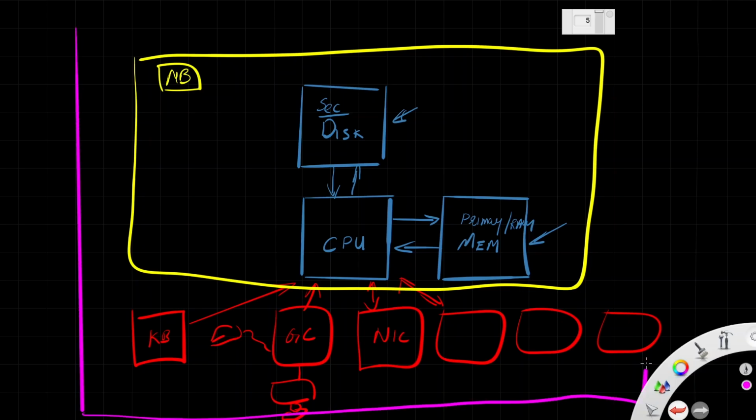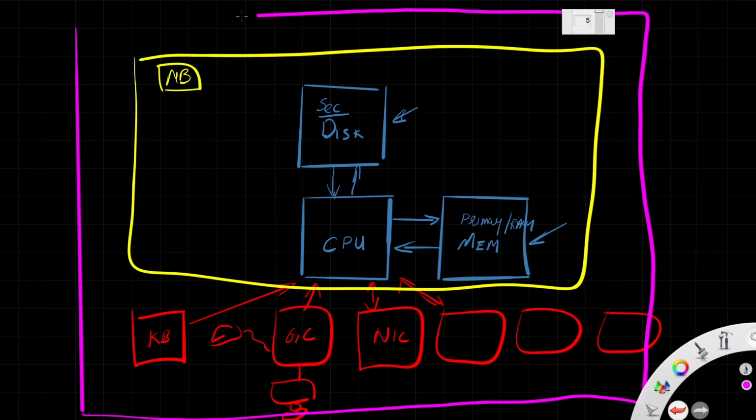These whole things are called computer hardware. I'm going to call CH here, or computer hardware. The whole CPU, memory, disk, keyboard, mouse, every device you can think of is part of the hardware.